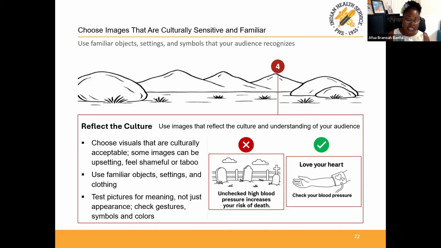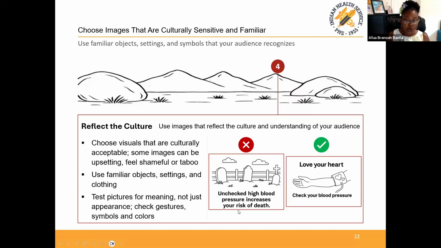Okay. So in this example here, I wanted to show how you can share a message about asking people or encouraging them to check their blood pressure. So here's one where it says, love your heart, their hearts on the cuff, and the message is clear, check your blood pressure. It seems innocuous, it's telling you to do something.